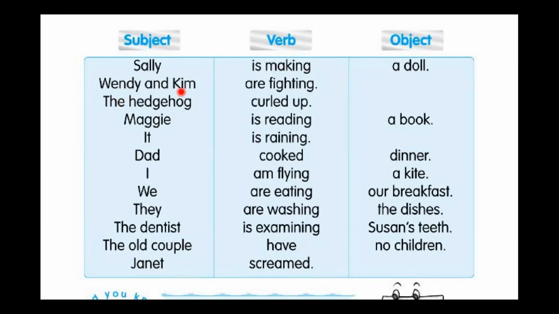Next, Wendy and Kim are fighting. So here the subject is Wendy and Kim. These two people are subjects, and are fighting becomes the verb. Next, the hedgehog curled up. So hedgehog is an animal. Hedgehog is a small, spiky animal.